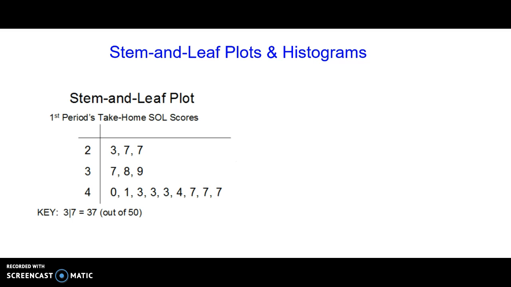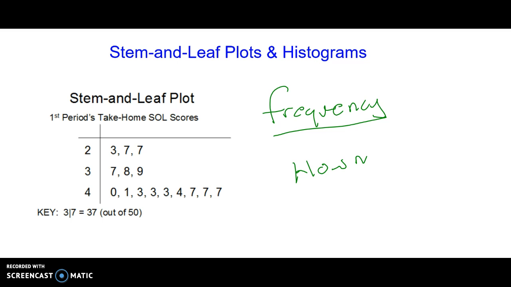So one of the useful things in a stem and leaf plot is that it shows frequency of the data. And frequency is a word that we use to state how many times a certain item appears. So when we look at this stem and leaf plot, for example, the number 27 occurs twice, so it has a frequency of 2.